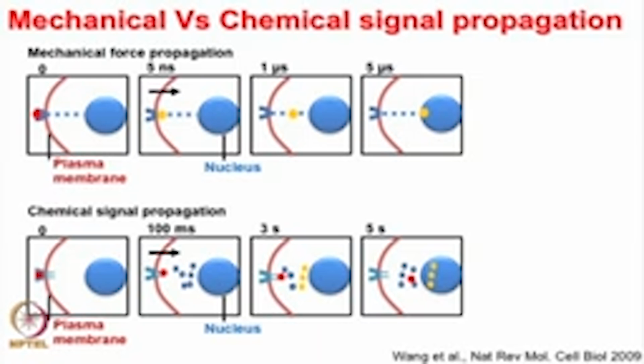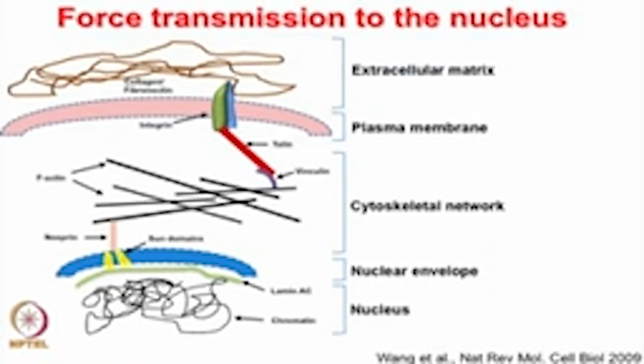So, this schematic shows that if you had a physical linkage between the outside of the cell and the inside of the cell, then any signal from the outside can get propagated all the way to the nucleus in as little as 5 microseconds. In contrast to the chemical signal propagation, where something binds, is internalized and diffuses all the way to the nucleus, which can take several seconds. So, mechanical force propagation is 3 orders of magnitude faster than chemical signal propagation. Okay. And this is made possible by physical linkages between the outside and the inside.